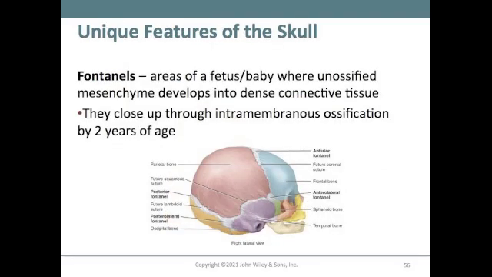So I mentioned fontanelles earlier in the lecture at the beginning, and this is figure 7.14 on page 222.